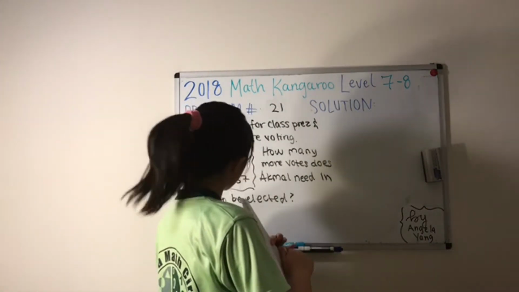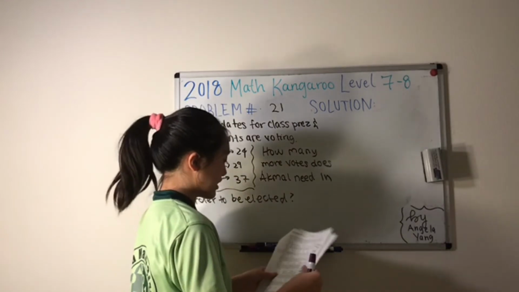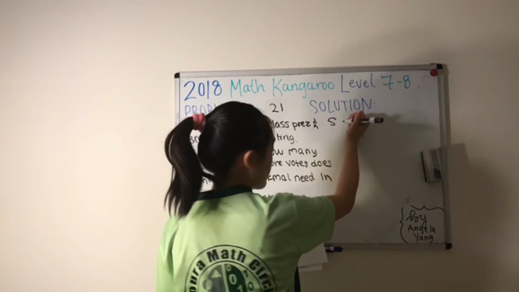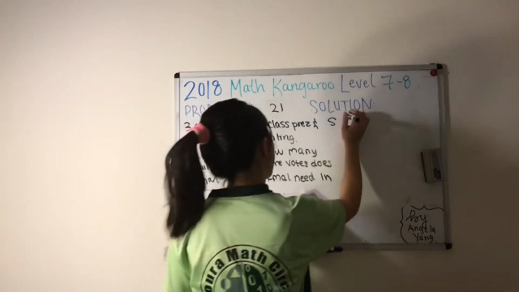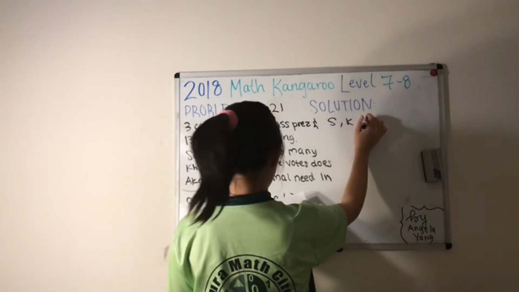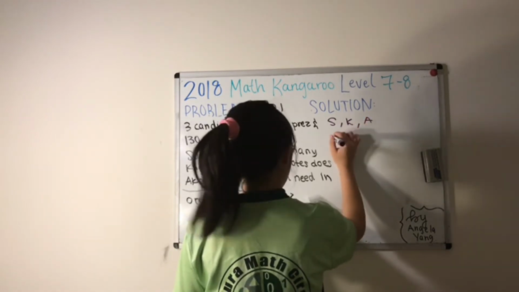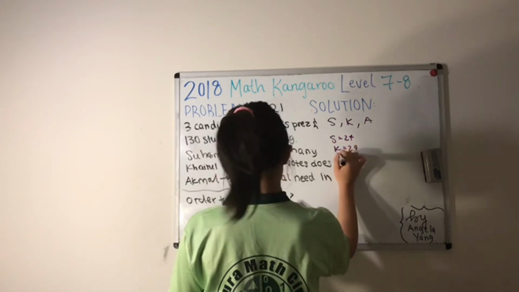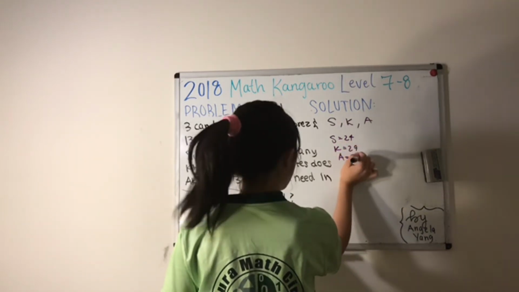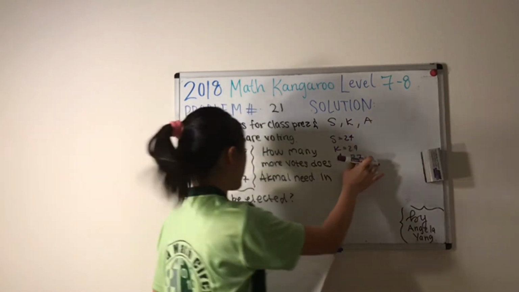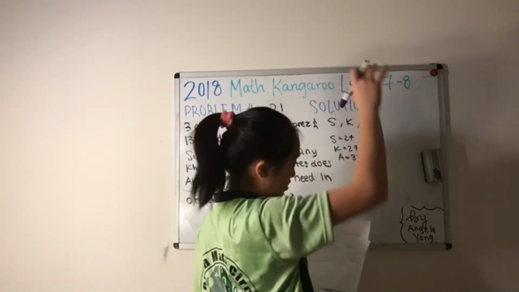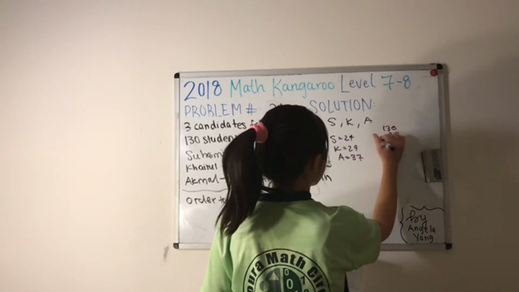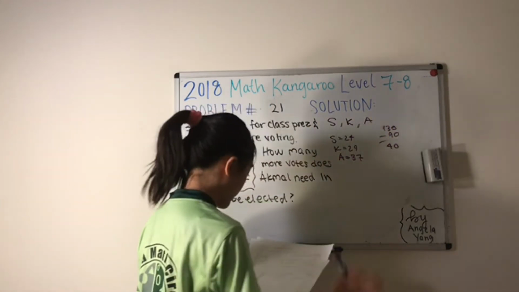So, in order for us to solve this, let's first create some equations. Let's do S as the amount of votes Suhaimi has, K is Kangaroo's and A is Akmal's. So S currently equals 24, K equals 29, and A equals 37. So far we have 90 votes in total, and there are a total of 130 votes. So 130 minus 90 is 40 votes. So 40 people have not voted yet.